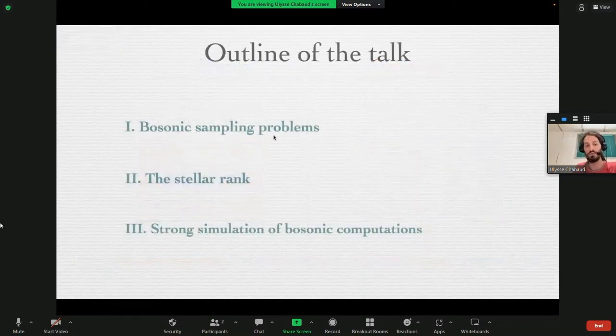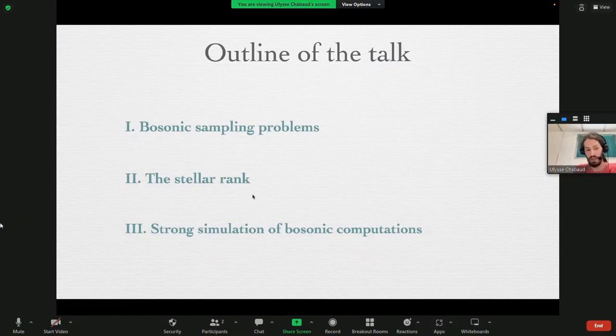I'm going to present you with some examples of what we call bosonic sampling problems and different variants, and maybe give you a bit of intuition why this is a non-trivial problem to characterize the quantum resources that provide quantum advantage. Then I will review recent developments that introduce a measure to quantify non-Gaussianity in continuous variable states. This is called the stellar rank.